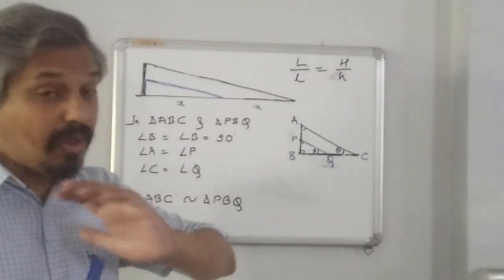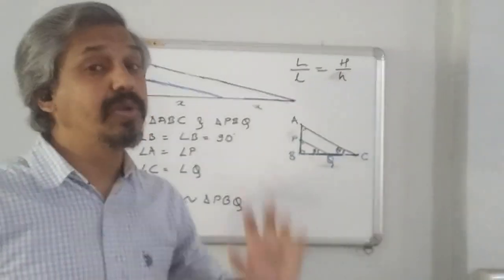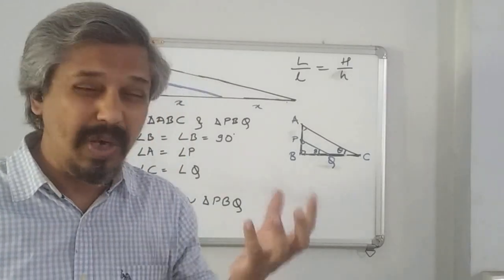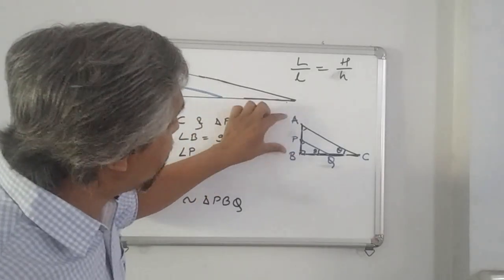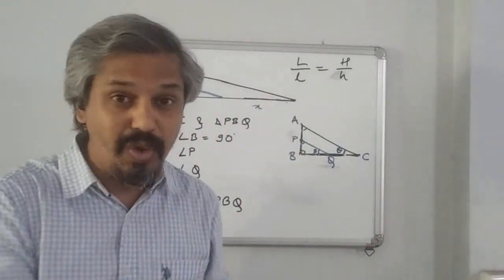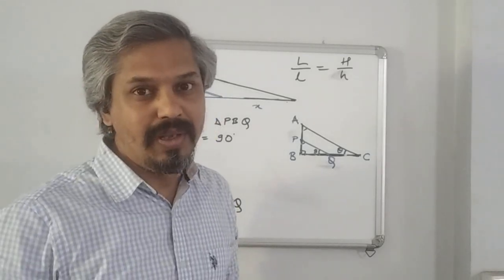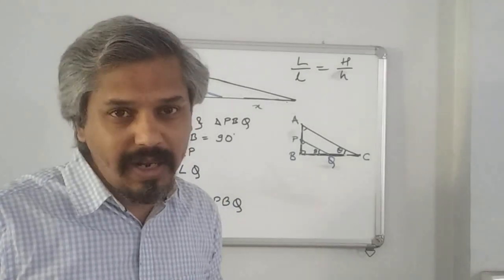Please note that we are not saying that the triangles are congruent. They are not congruent, because congruent triangles have equal sides. If this side and this side are equal, then the father and the son would have equal height, which is not true. In our example, at least, it is not true. So we are not talking about two triangles which are congruent.